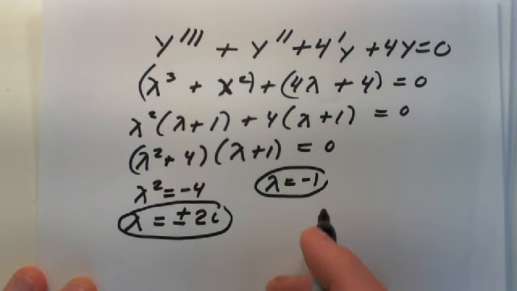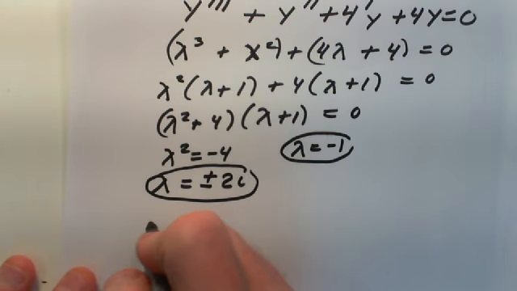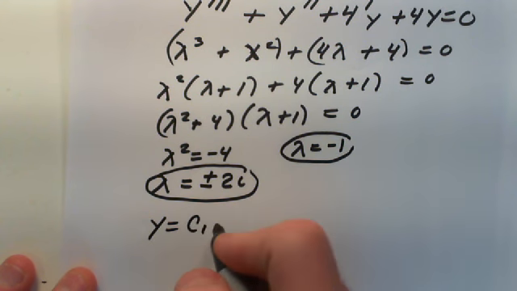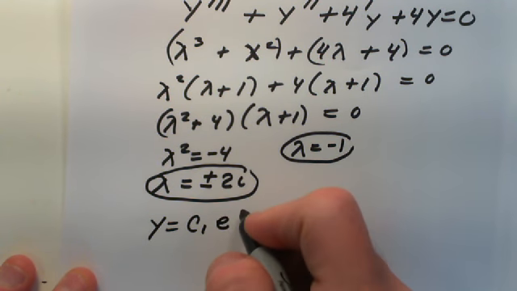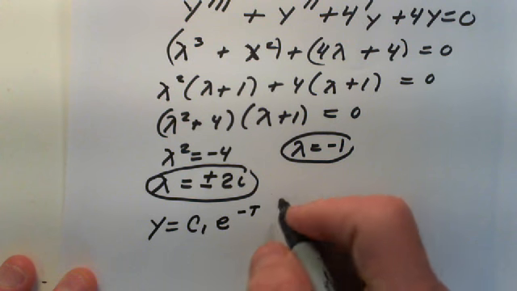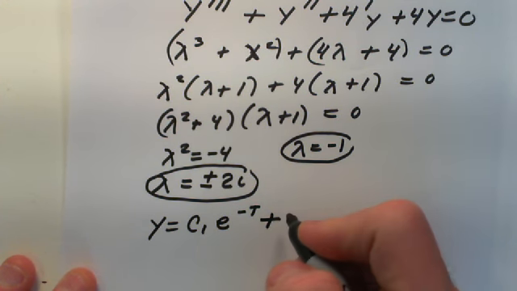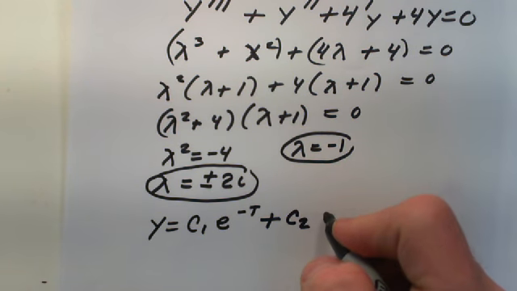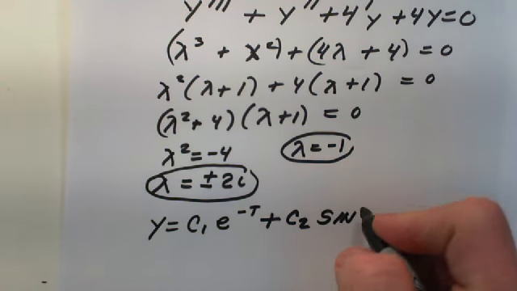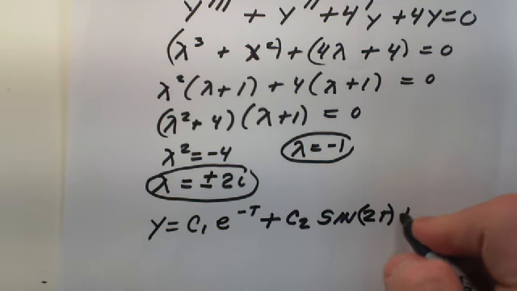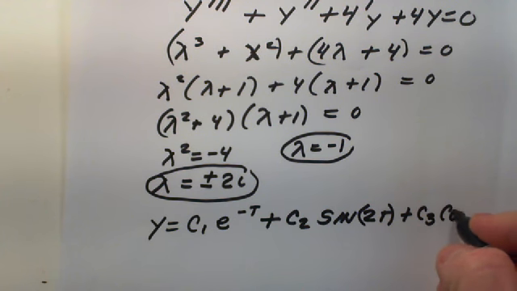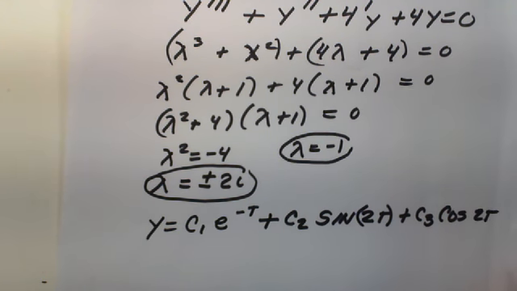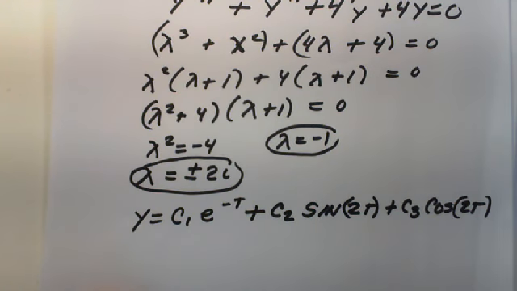All right, we'll go ahead and write our equation based on this first. That's going to give me y is equal to c1 times e to the minus t. Okay, and then since we have complex, we're going to have to introduce the cosine and sine. That's going to give me plus c2 times the sine of 2t, and it really doesn't matter whether you write sine or cosine first, plus c3 times the cosine of 2t. That would be the solution to that differential equation.